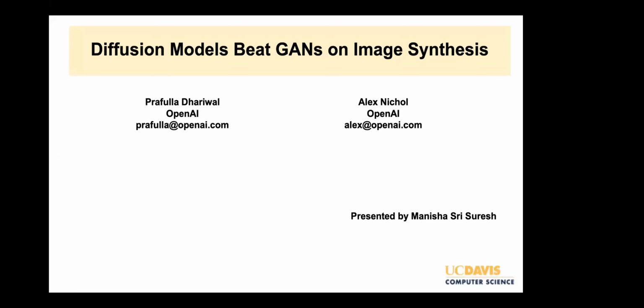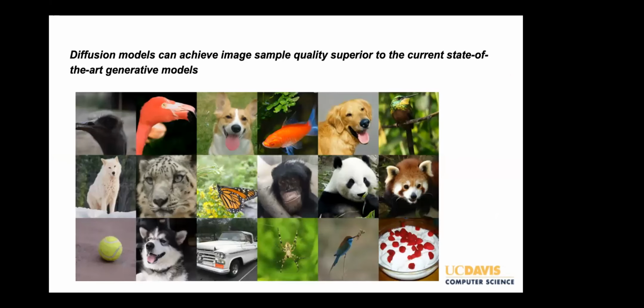Yeah, thank you, Professor. Hello, everyone. Today I'm here to present a paper, Diffusion Models Beat GANs on Image Synthesis, by Prafulla Dhariwal and Alex Nichol of OpenAI. Doesn't the title sound interesting? So what does the paper do? Let's first go with the problem description. In this paper, the authors show that we can achieve state-of-the-art image generation quality using a class of generative models called diffusion models, surpassing the state-of-the-art GANs on various sample quality metrics.